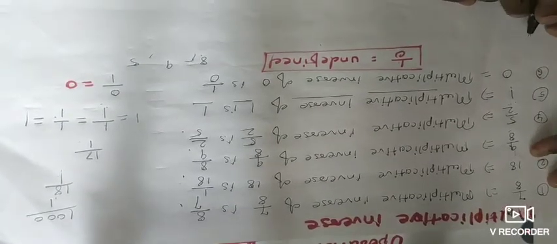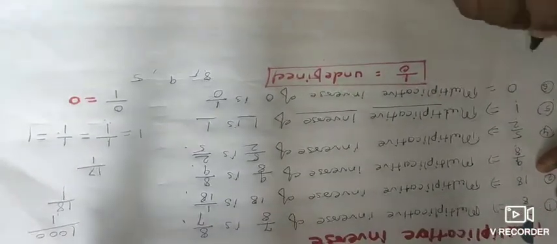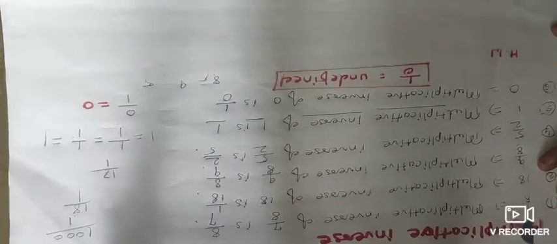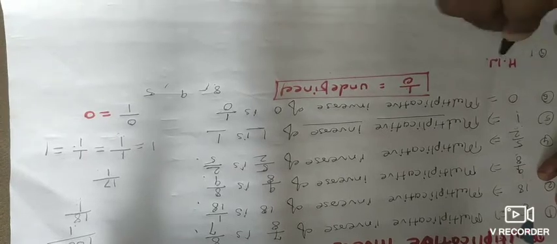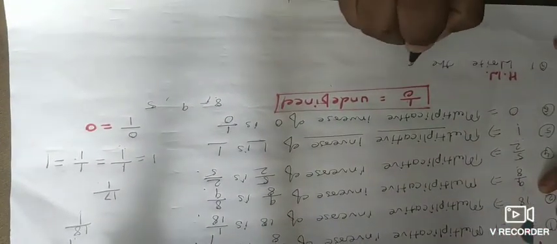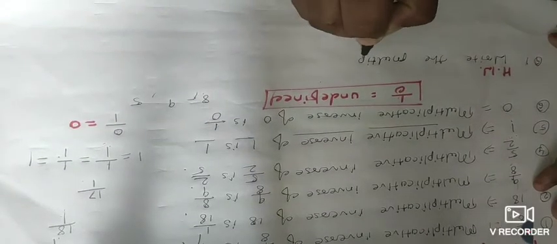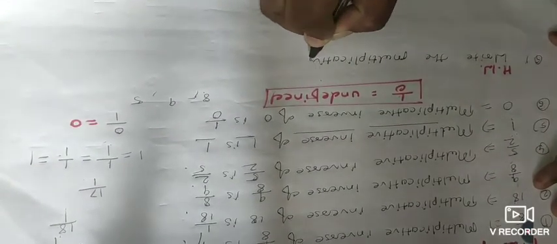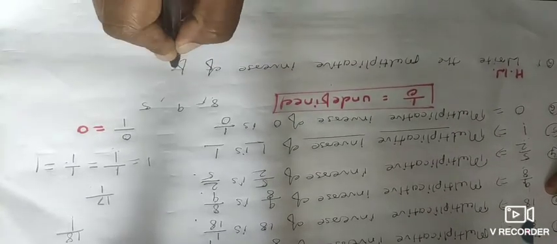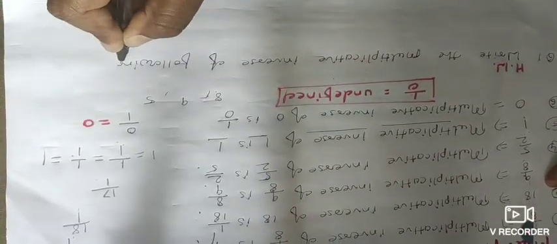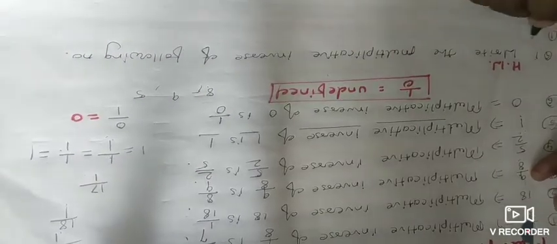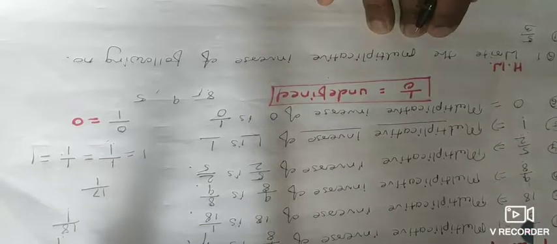So today I will give you homework of the same type. Today's homework, question 1: write the multiplicative inverse of the following numbers. Okay, so write down these examples. You have to solve the first example and send it to my personal number.